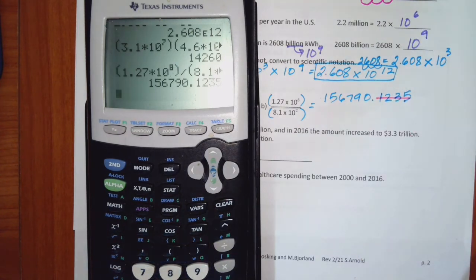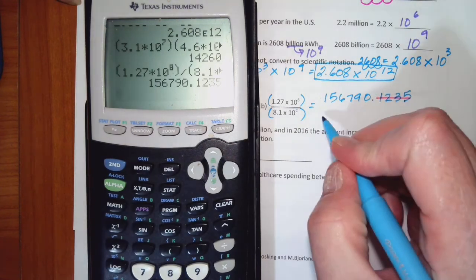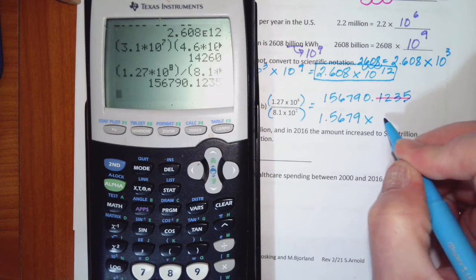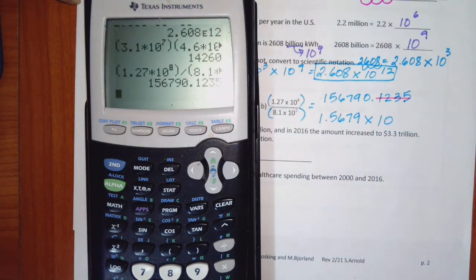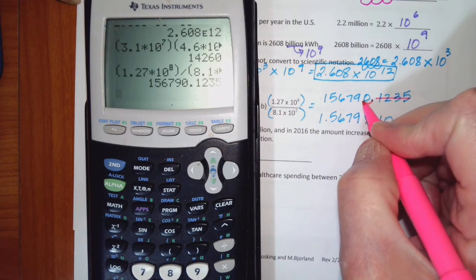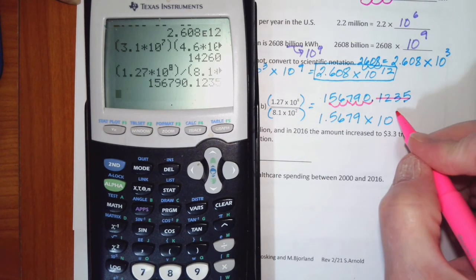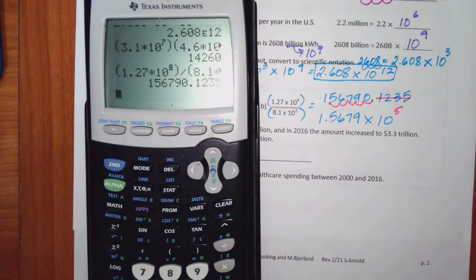Now, if I convert this to scientific notation, I'm not going to deal with all those digits because this really does not have a lot of bearing on it. So what I'm going to do is write this as 1.5679 times 10 to some power. Well, I'm taking this and I'm moving it 1, 2, 3, 4, 5 places. It's bigger than 1, so it's going to be to the 5th power.